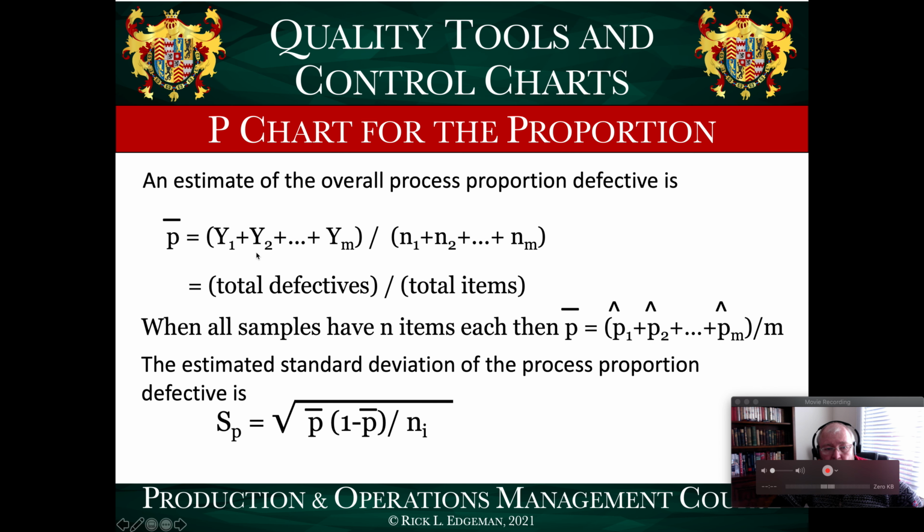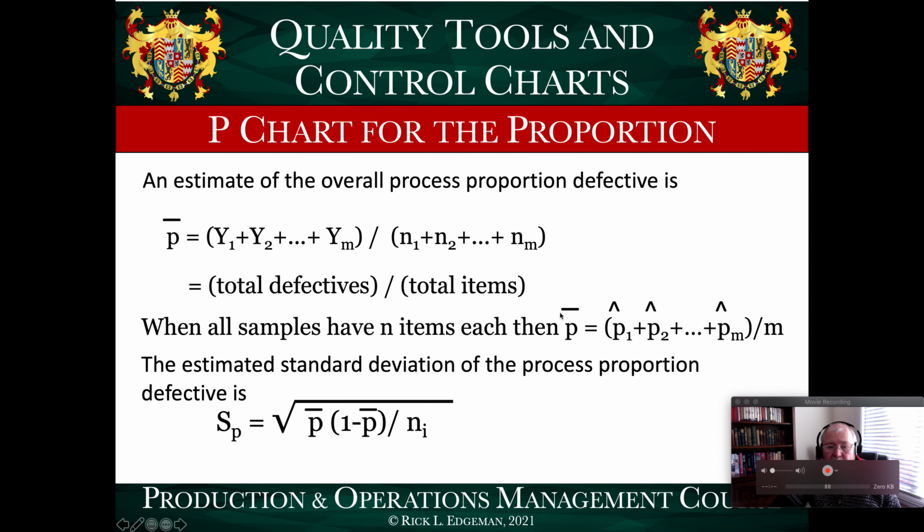Now, this formula works whether you're using the same number of items in each sample or if you're varying that. That doesn't matter. It's still the total number of defectives divided by the total number of items that were sampled. But if you just had the same number of items that you sampled every time, you could just average the p hats, the p hat from the first sample to the second sample and so on, the mth sample, divided by the number of those p hats that you have, m of those. And we'd call that p bar.